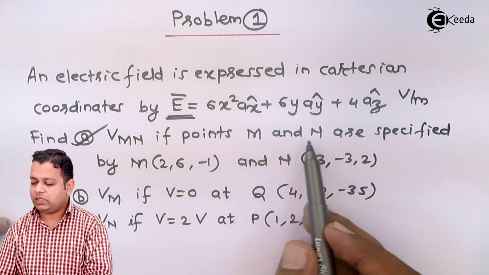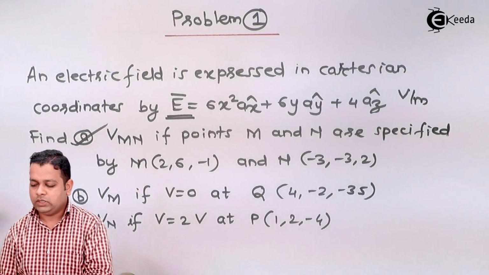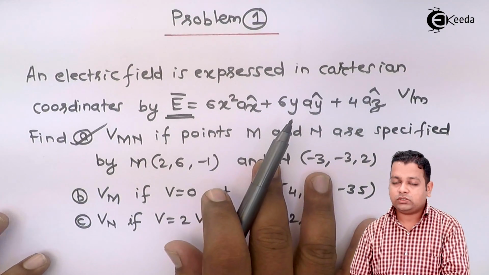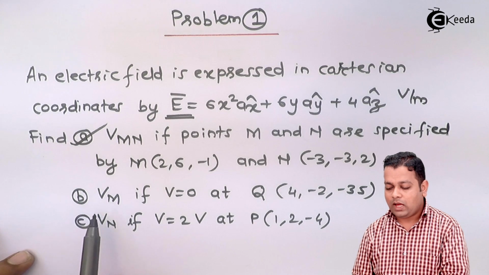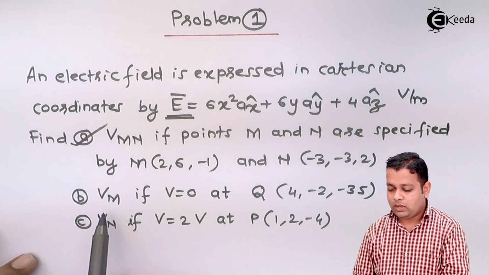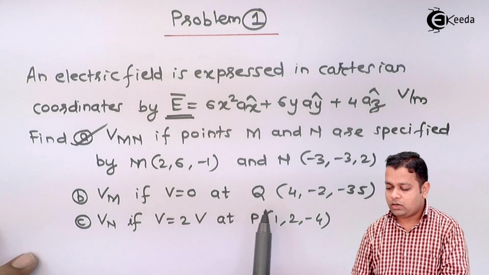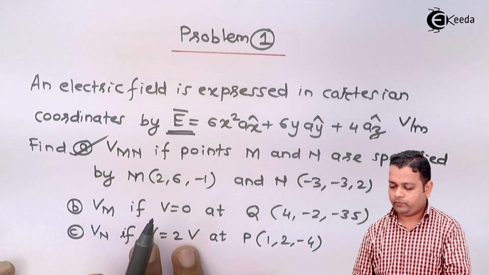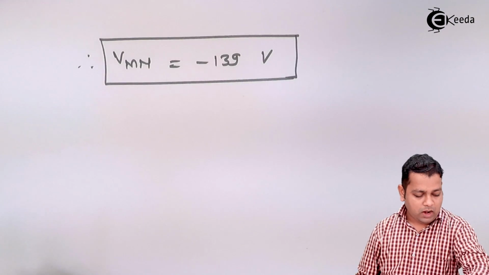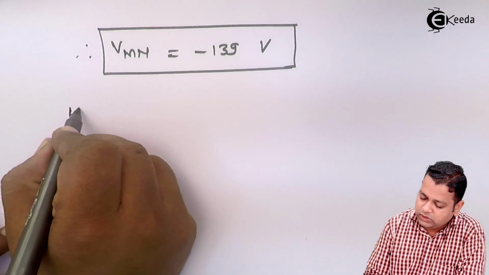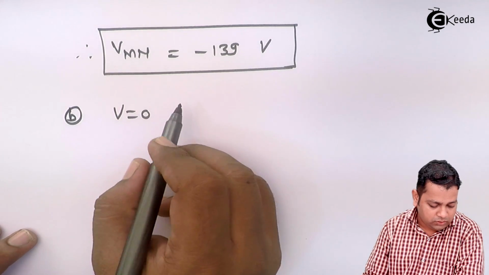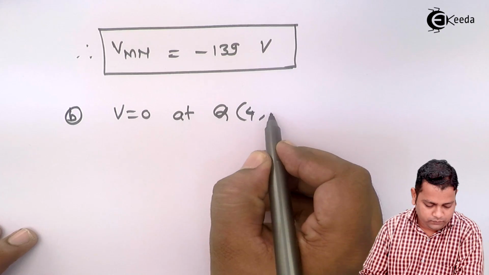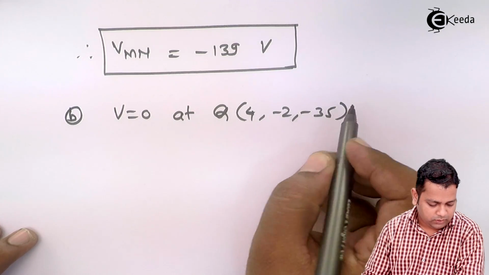Find V_mn if the points M and N are specified by these values. So we have this value, V_mn is equal to -139 volts. Let us focus our attention onto the part B. We are asked to find the absolute potential at point M if V is equal to 0 at Q. So Q is having (4, -2, -35) coordinates. So let us begin with part B. For part B we shall be writing V is equal to 0 at point Q. So coordinates are (4, -2, -35).